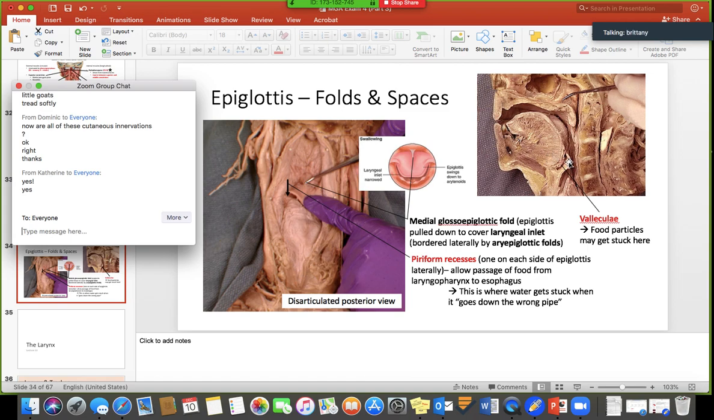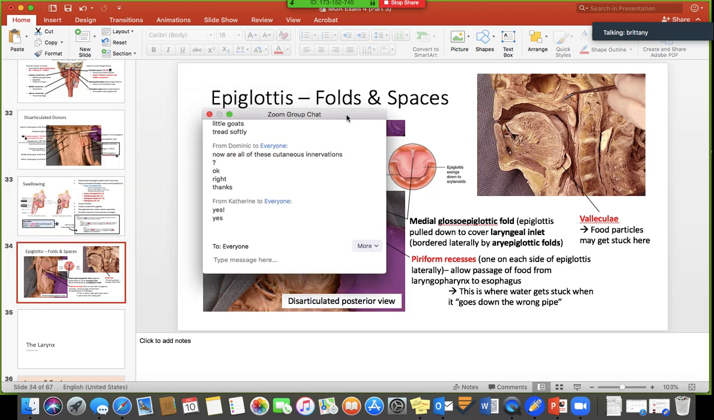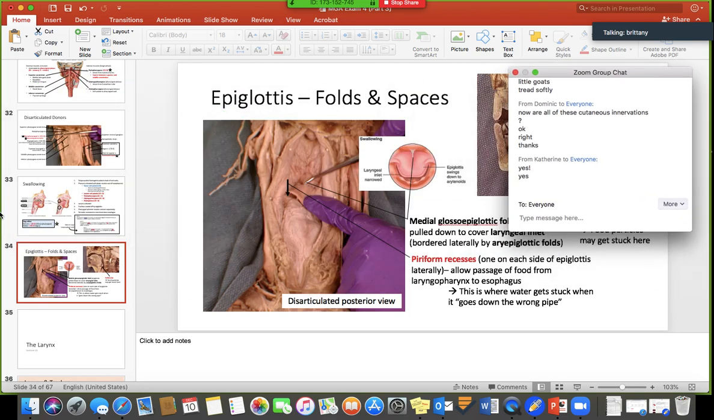And then also, I want to say they might have typed this last year, the vallecula. So that's this area back here where food particles can get stuck. I don't know why they don't bring up intubation because that's actually its most clinically significant purpose. So if you're intubating somebody, you're going to stick the blade down the vallecula to move the epiglottis out of the way so you can visualize the airway. In my opinion, that's why that structure is most important clinically.